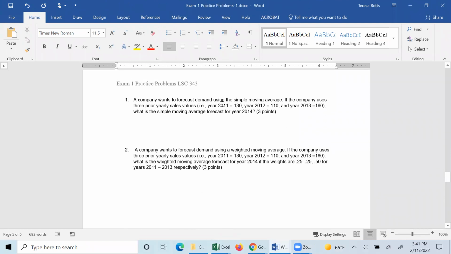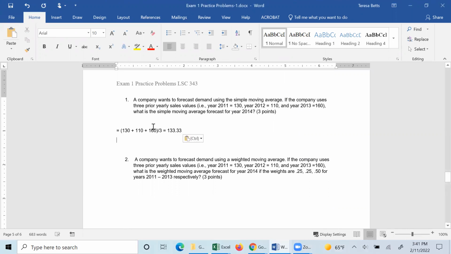Okay, now we move on to chapter 3. And so in chapter 3, we want to do a simple moving average, right? You all should remember that that's basically just averaging the values that you have, right? And so to do that, I add up the 130, 110, 160 and divide by 3.